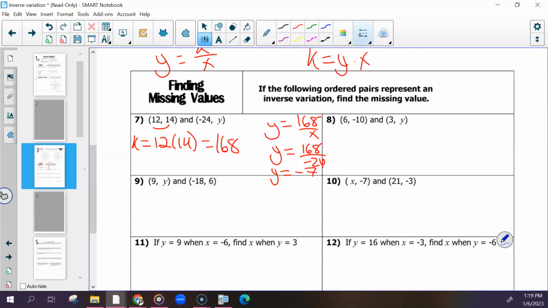And then if you want to check yourself, that method is the same. Look at whatever you were given, the negative 7, multiply it by the x. So negative 7 times negative 24 should give us 168. And because we know that works, that would be our final answer.